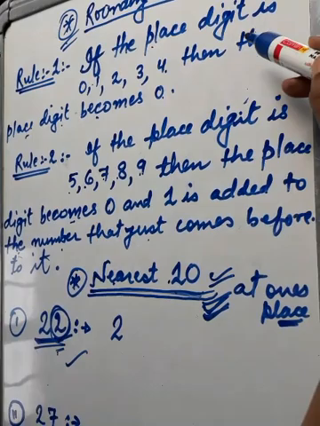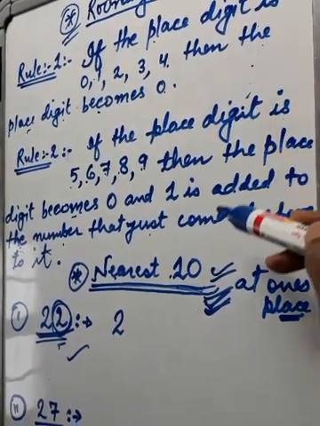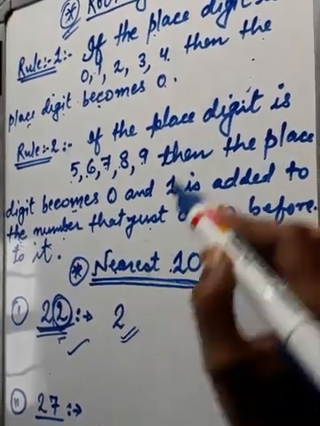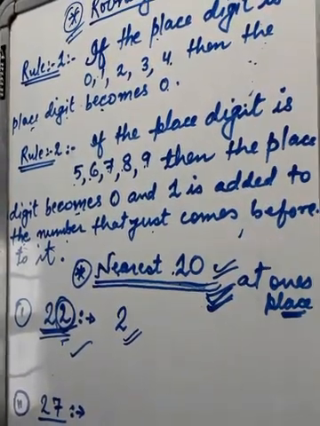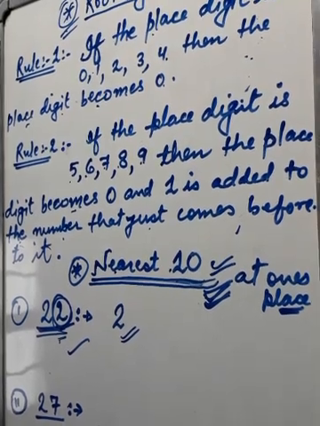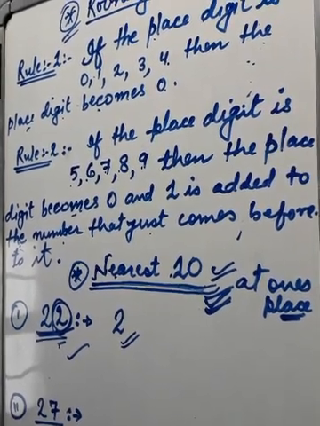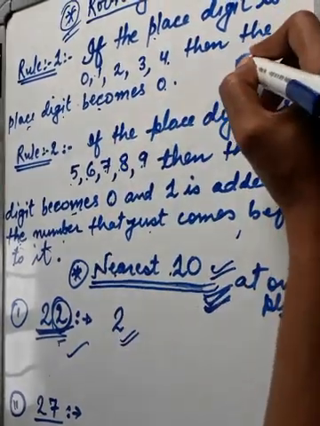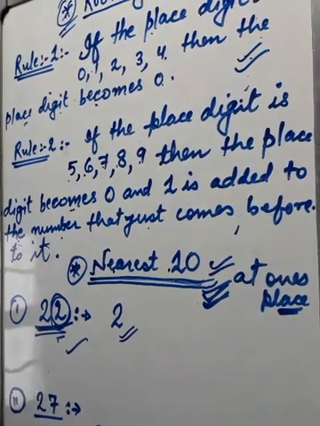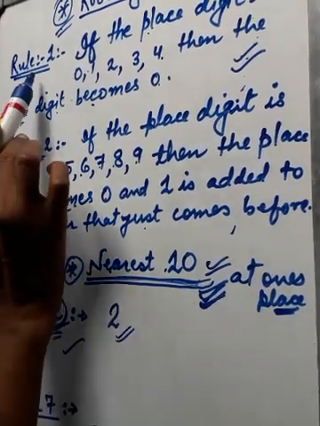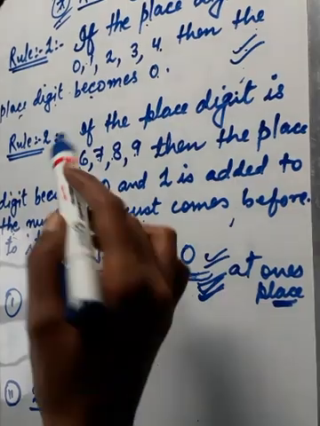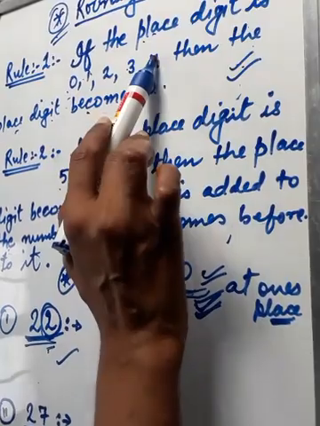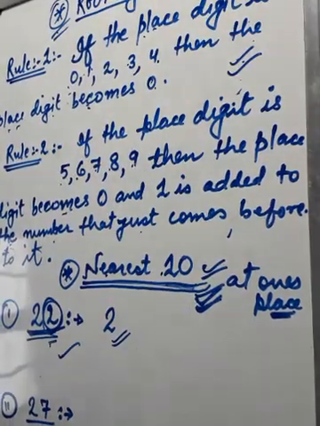So now you will follow the rule 1. I will go to rule 1 and rule 2. So where is the digit 2, in rule 1 or in rule 2? Student, you see and you identify that. So obviously it is in rule 1. So I am going to write rule 1 again. If the place digit is 0, 1, 2, 3, 4, then the place digit becomes 0.